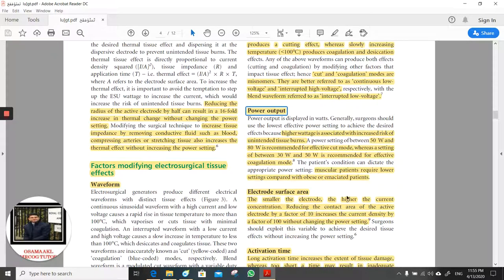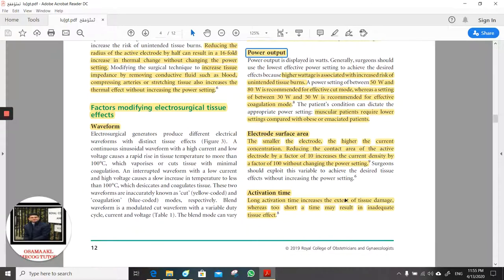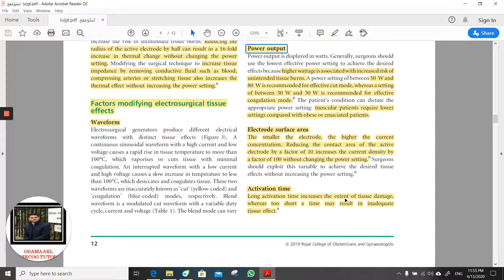If the patient is muscular, we can adjust a lower setting, because we will say later that muscle responds very well to electrosurgery. While if there is excess fat, we need to increase the watts and the power of the machine.